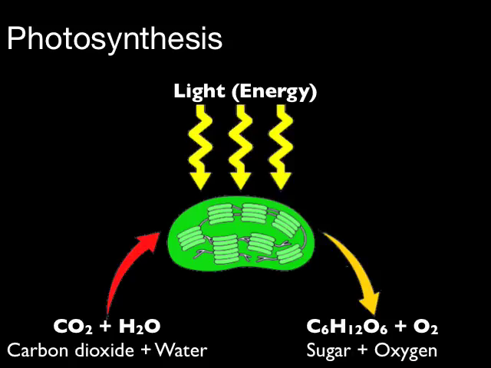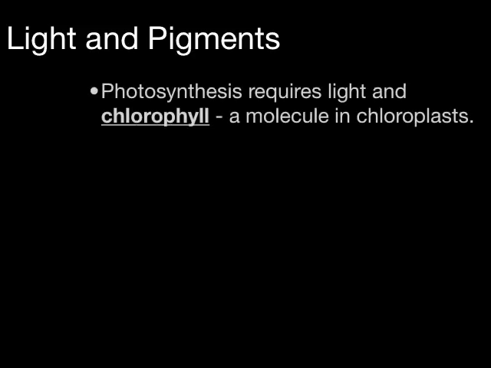Now, although the equation tells you that water and carbon dioxide are required for photosynthesis, this really doesn't tell you how plants use these low-energy raw materials to produce high-energy sugars. But before we get into the process of photosynthesis, we need to take a step back and think about light and pigments. Photosynthesis requires light and a chemical called chlorophyll, which is found in chloroplasts.